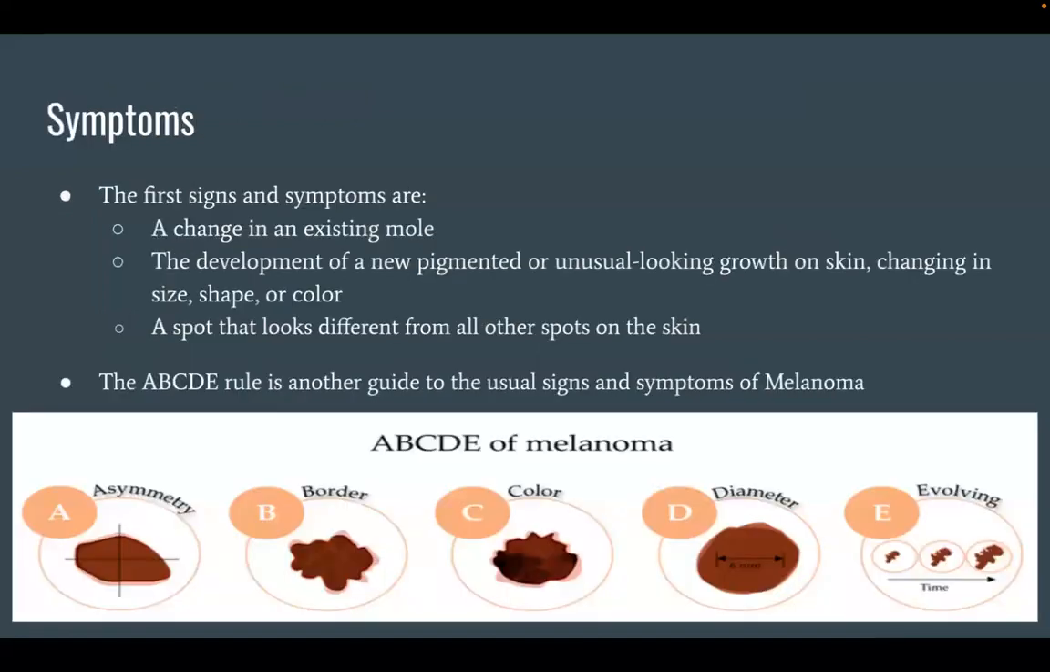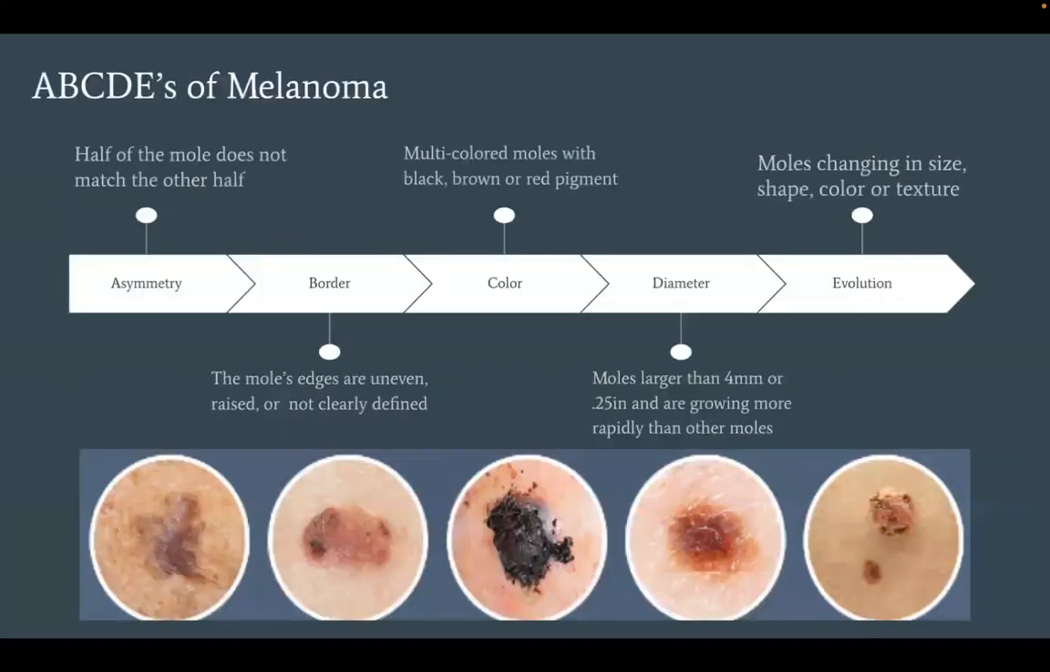So first, what are the symptoms of melanoma, and how can you make sure that if you do notice any of these symptoms, you are able to identify it as a potential melanoma? So the first signs and symptoms are a change of an existing mole, the development of a new pigmented spot, or a spot that just looks different in size, shape, or color from other areas on your skin. There's the ABCDE rule, which is a guide to help you identify the usual signs and symptoms of melanoma. So the ABCDEs of melanoma stand for asymmetry, border, color, diameter, and evolution.